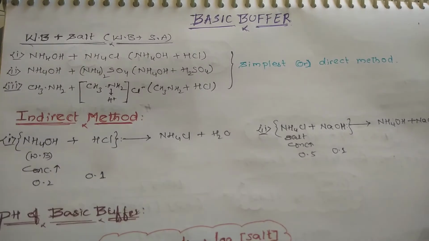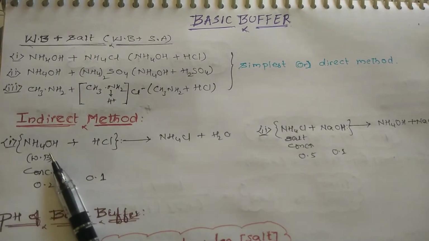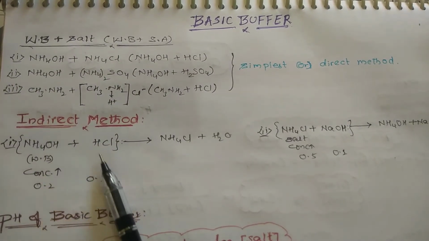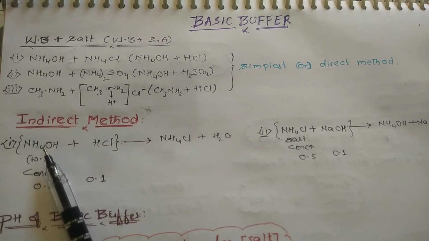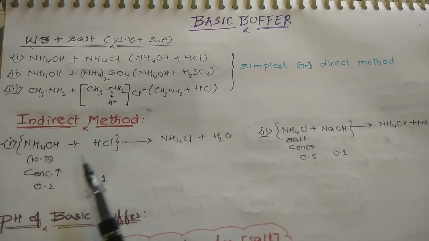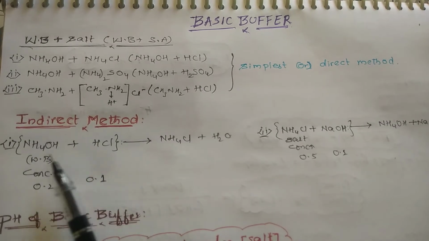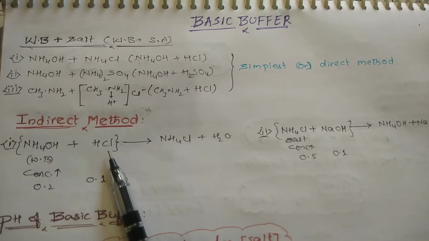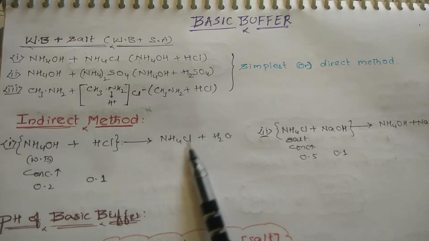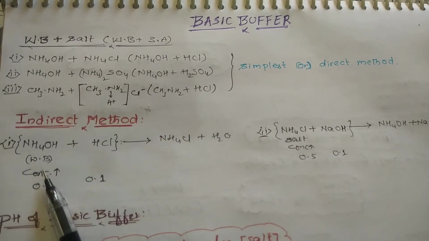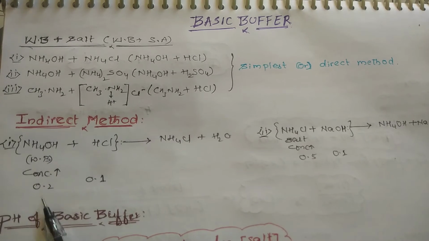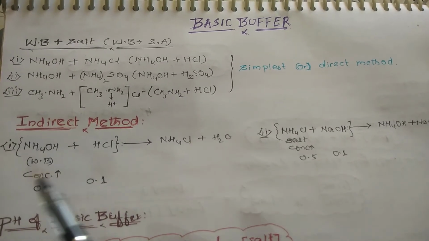Suppose in the indirect way, ammonium hydroxide, that is NH4OH, plus HCl. Among these two, you have the weak base, but where is the salt? You don't have the salt, right? If you want the salt, you make the reaction between these two, so that you will get NH4Cl. The acid should be less in concentration and the base should be more in concentration. So finally you will be left with the salt as well as the base.